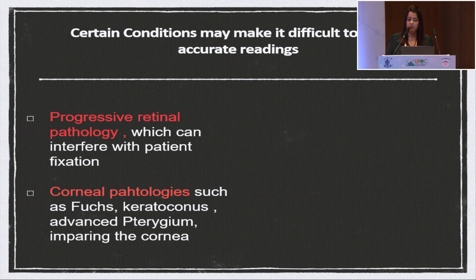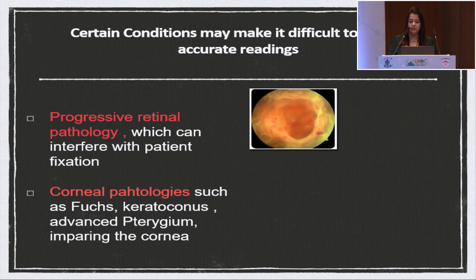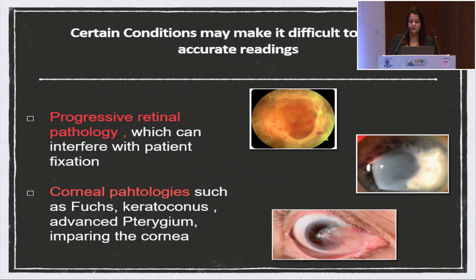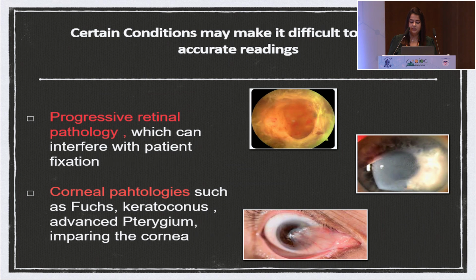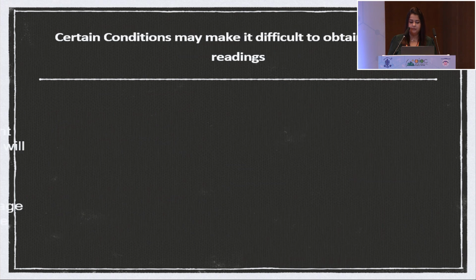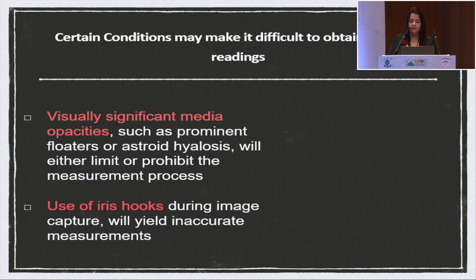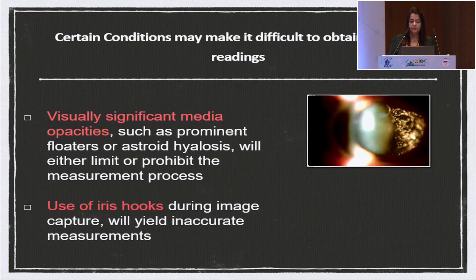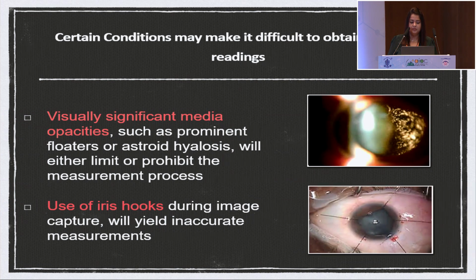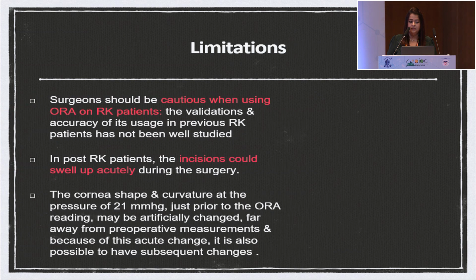Certain conditions may also make it difficult to obtain accurate readings, such as progressive retinal pathology, which can interfere with patient fixation, and corneal pathologies such as Fuchs, keratoconus, advanced pterygium, which impair the cornea. Apart from that, visually significant media opacities such as prominent floaters or asteroid hyalosis will either limit or prohibit the measurement process. Use of iris hooks during image capture will yield inaccurate measurements, and surgeons should be cautious while using Aura on RK patients.